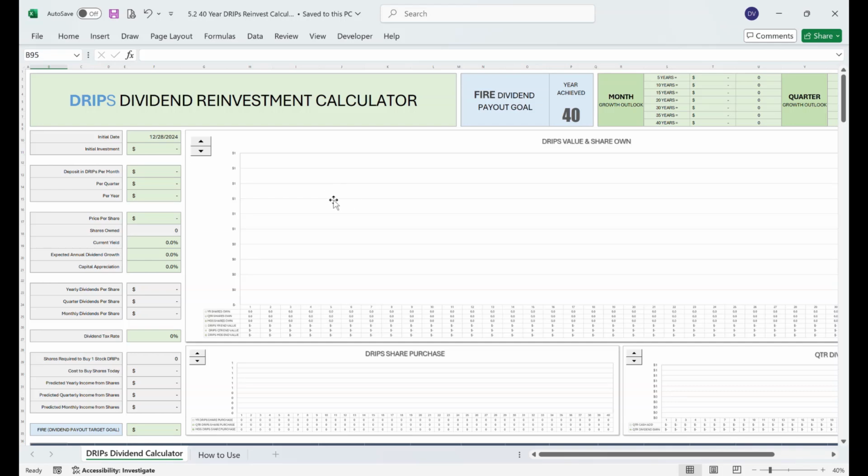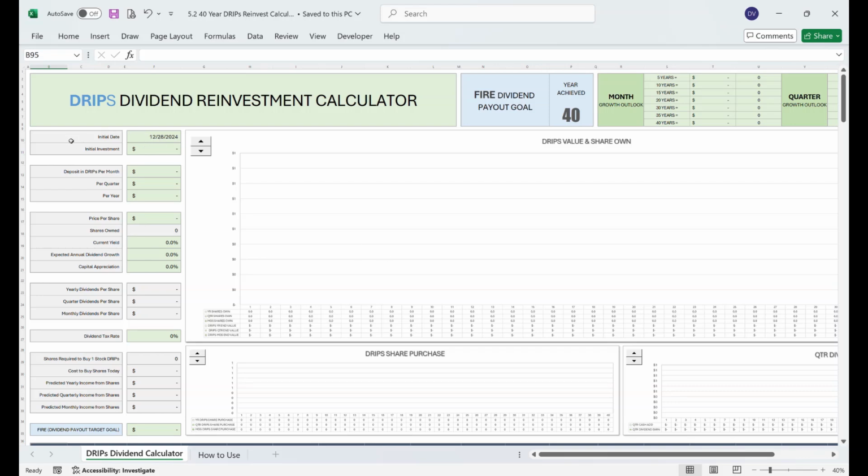Alright guys, so we're looking at the drip dividend reinvestment calculator here, how to create it, how to make it. Again, I'm not going to go over everything with you because it's going to take a little over an hour or 2 hours probably. I'm just going over the basics and giving you some of the formulas so that you can create one yourself.